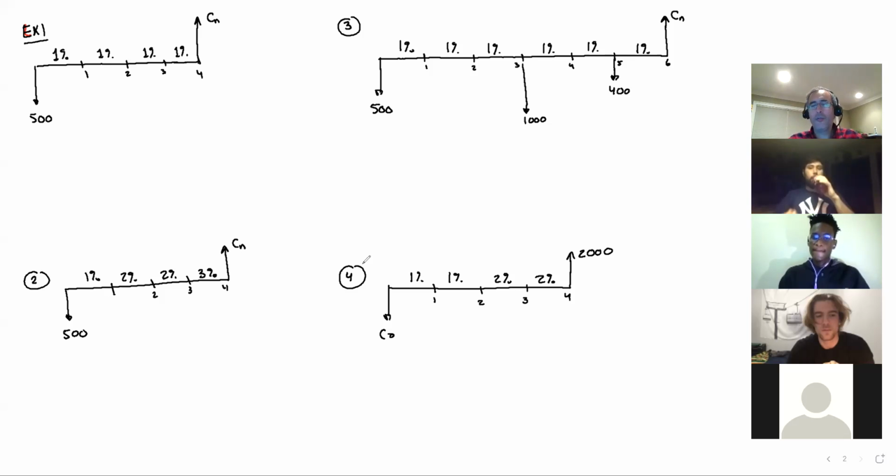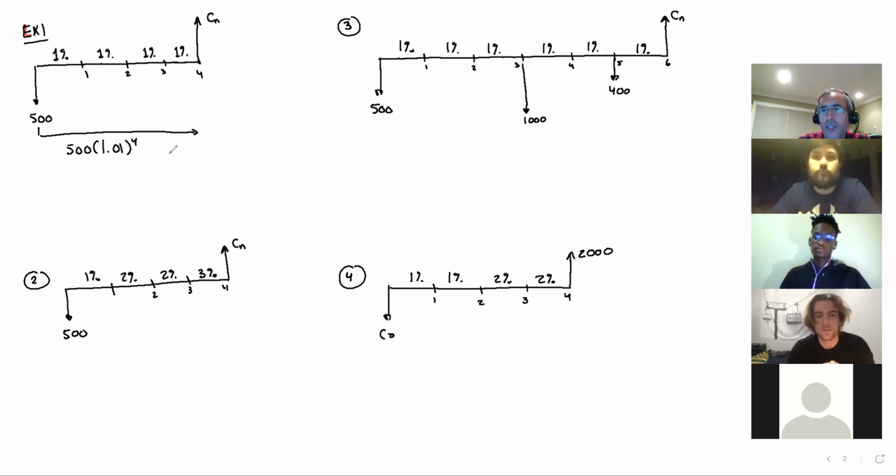Ready? Okay, so you help me, okay? The first one is very simple, right? This is simply 500, move 4 times to the future, is going to be 500 times 1.01 to the power 4, correct? So this equals what? 520.3. Someone can confirm this number. Yeah, confirmed. Perfect, thank you.